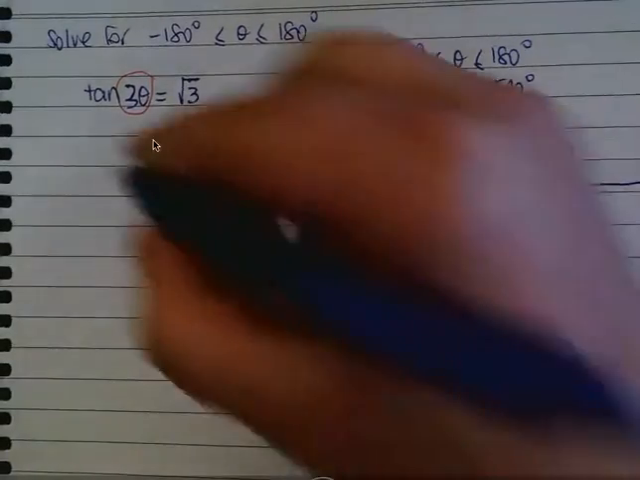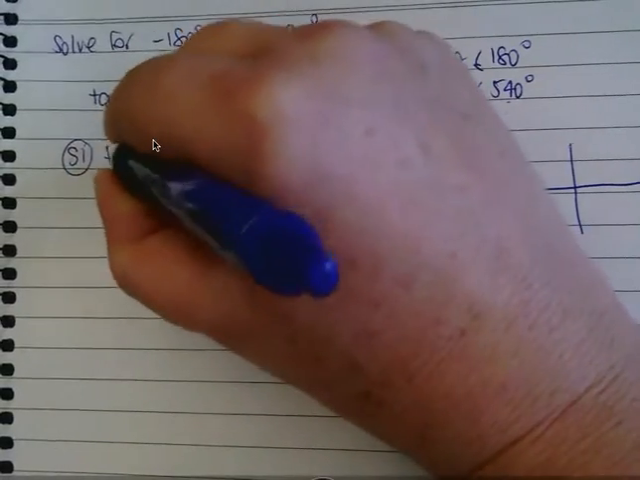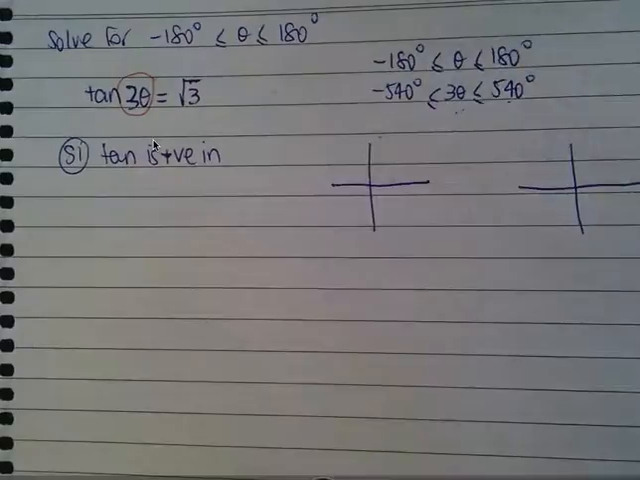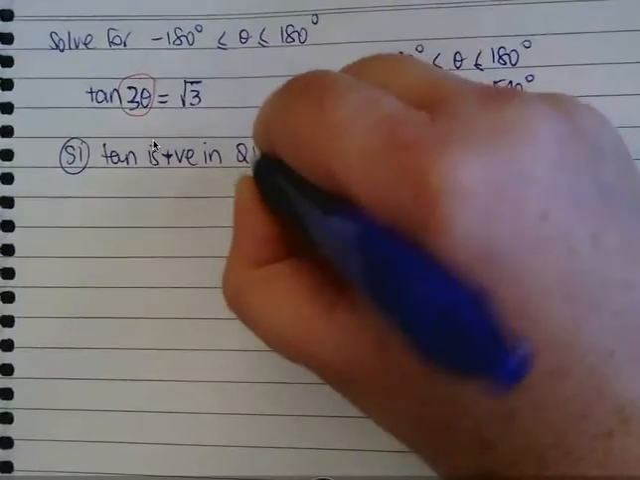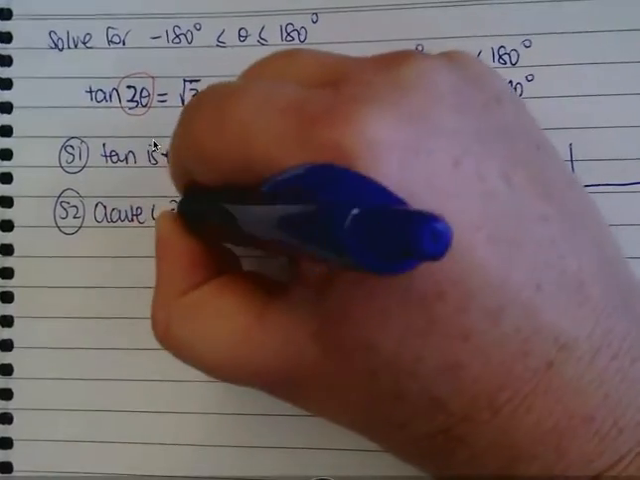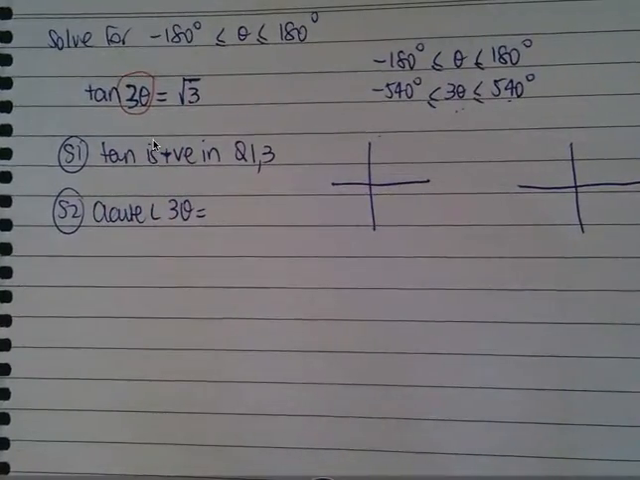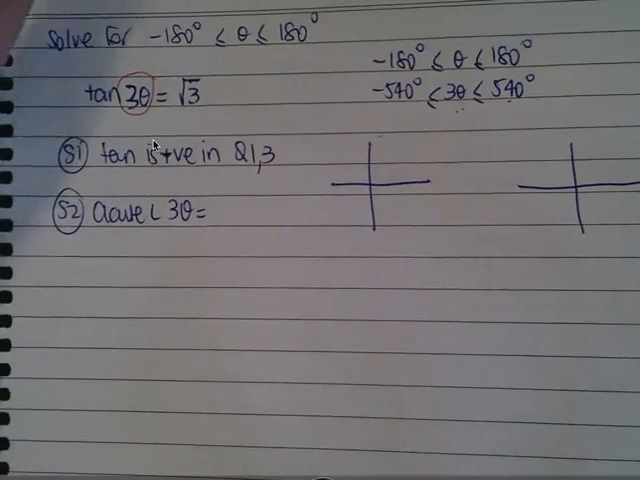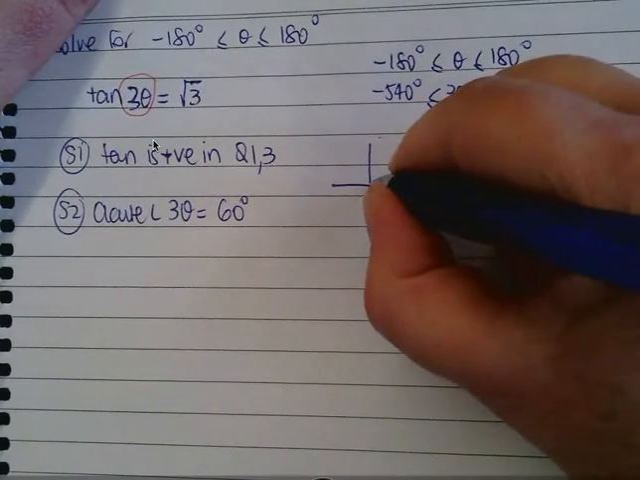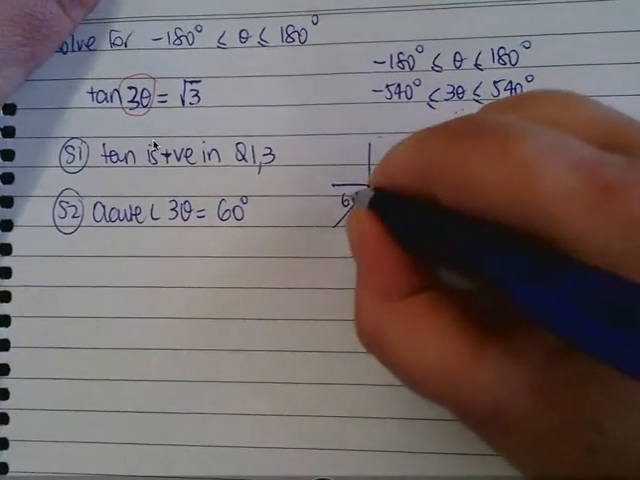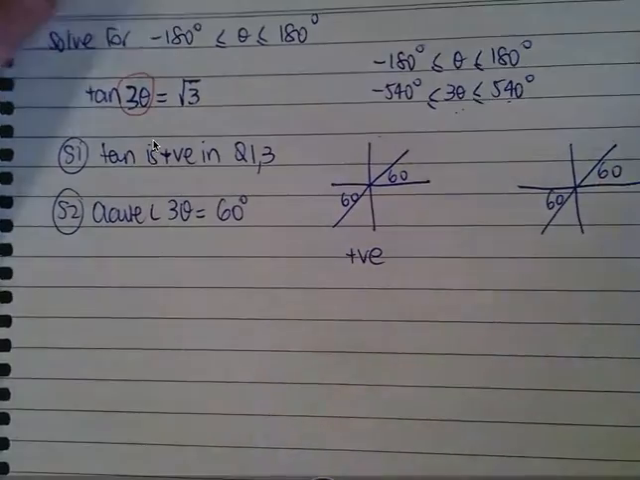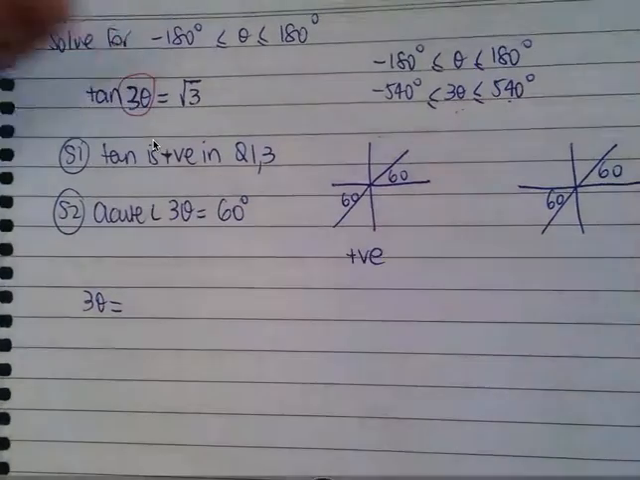Tan of what? Oh, no, let's do quadrants. Step 1. Tan is positive. In which quadrants? All stations 2. Step 2, acute angle 3 theta. Tan of what is √3? Yep. Now draw them in. 60. I'll do my positive ones on a separate diagram. 60, 60. All right, all my solutions now.